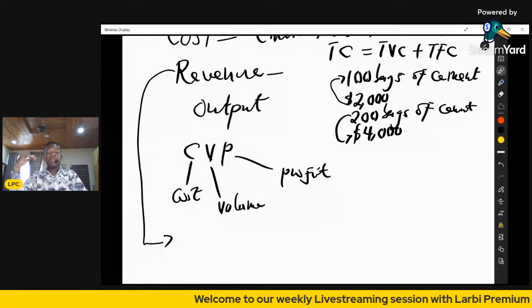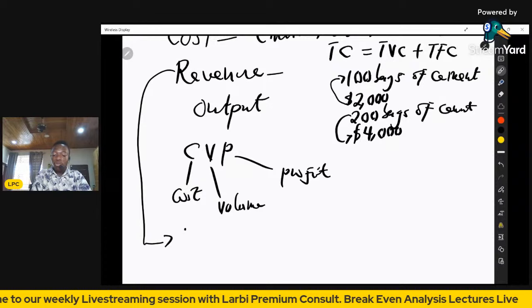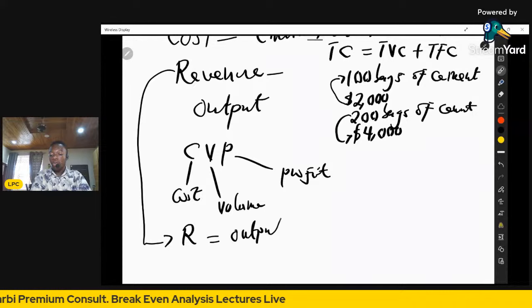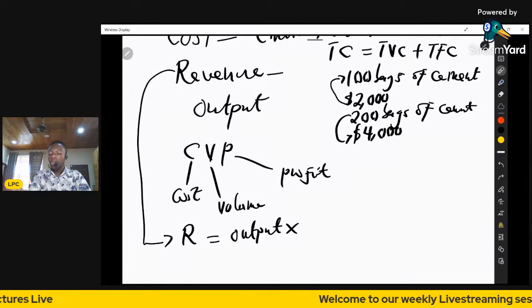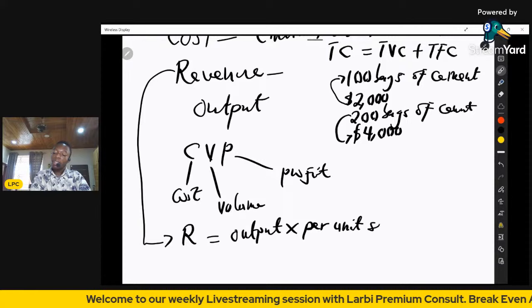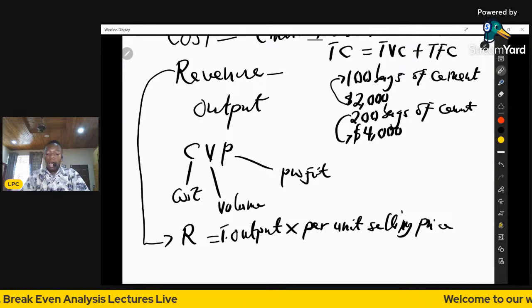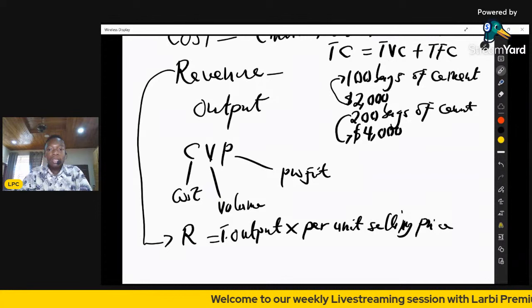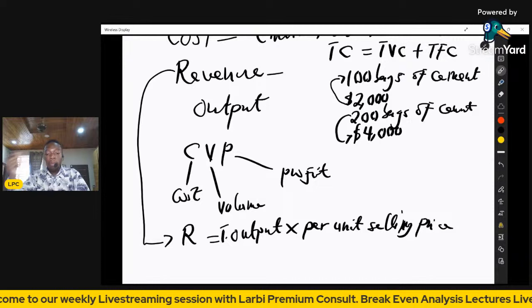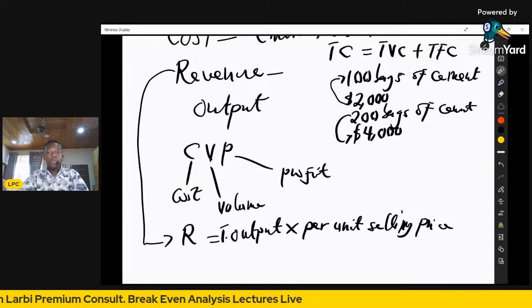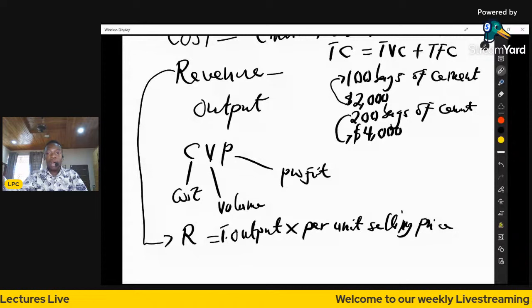So we define revenue, R, to be equal to the output that we produce multiplied by the per unit selling price of the output. So revenue is the total output multiplying the per unit selling price of such output. This is how we define total revenue. Total revenue is the amount that we generate from selling our output to customers. So output multiplied by per unit selling price. Let's take note of that.